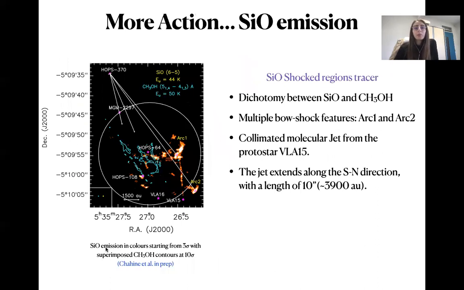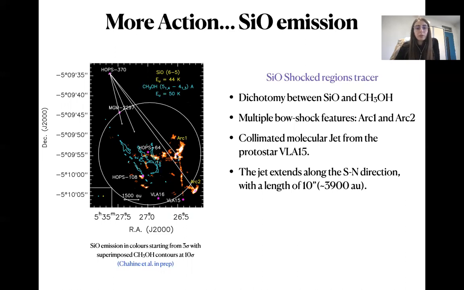So we needed more action, so we went to observe SiO. Here I show the SiO emission in yellow, and we have the methanol contours in cyan. You can see that we have a dichotomy between SiO and methanol. The SiO emission is mainly located at the west of the cluster, and with SiO, we could observe multiple bow shocks.